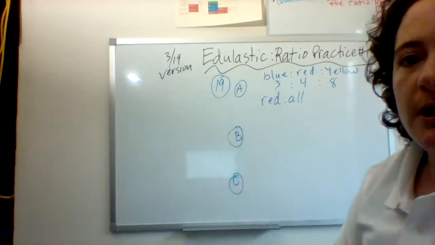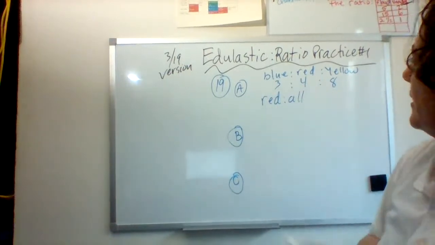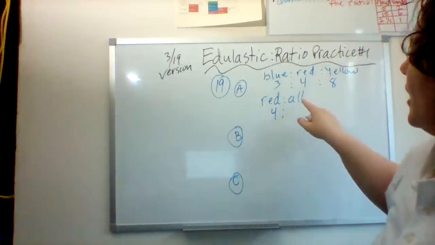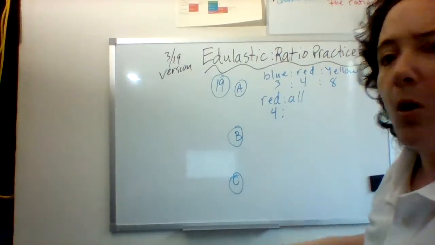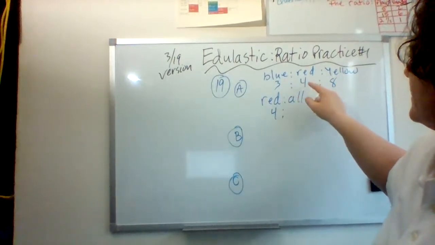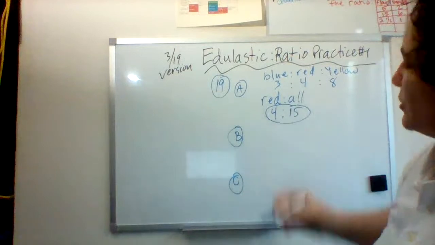Now, if I need for part A to do red to all, this is my red right here, and all means to count the total number of rings in all. So that's blue, red, and yellow all combined. 3 plus 4 is 7, 7 and 8 is 15. So that's part A.